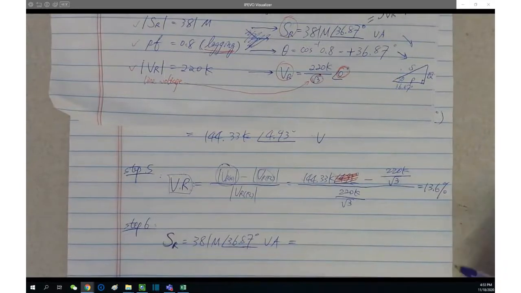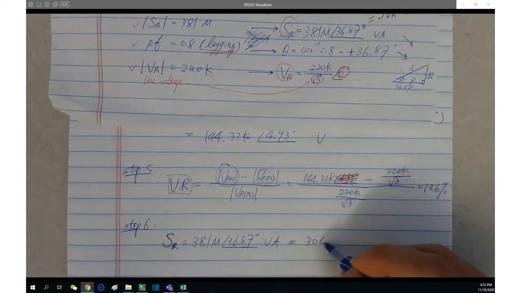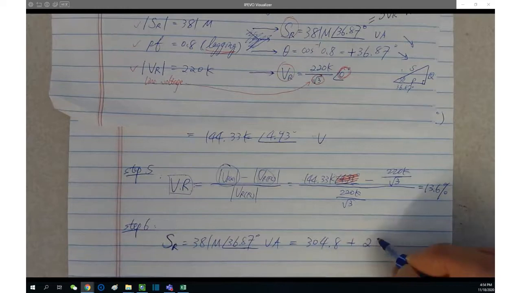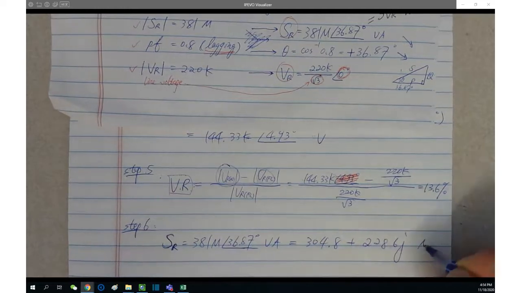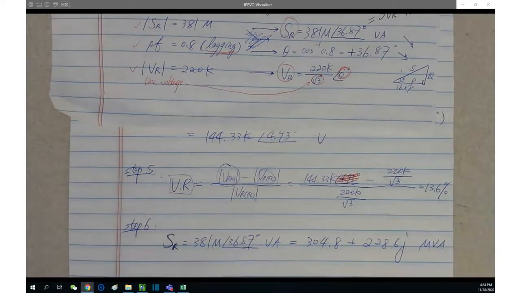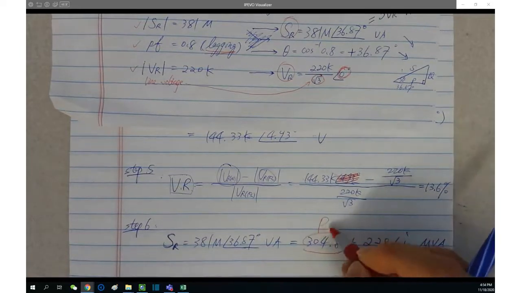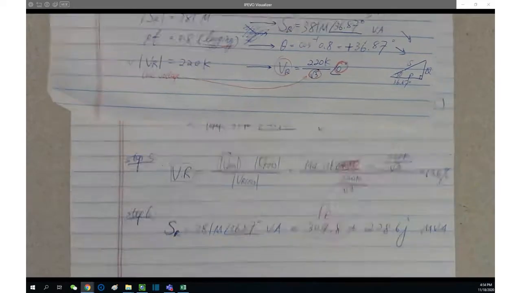What do we do? Just convert this phasor into what? Complex number. It's algebra conversion. It's not doing any actual calculation, right? So expanding this to 304.8 + j228.6 mega VA, right? And immediately you know that this guy is PR, the real part.